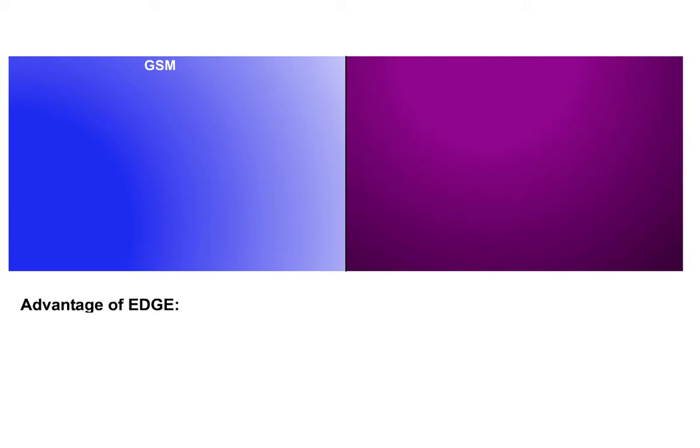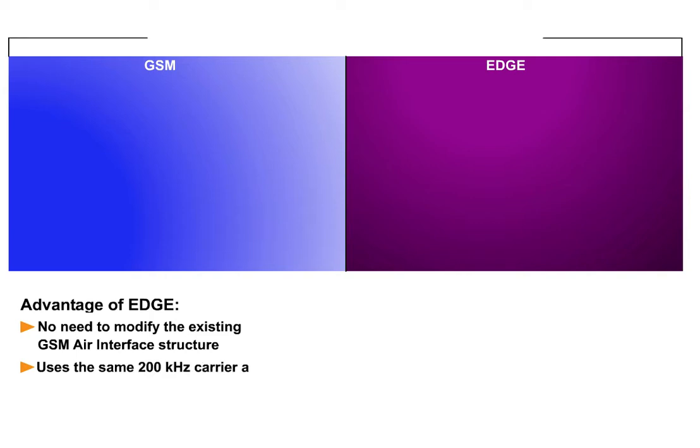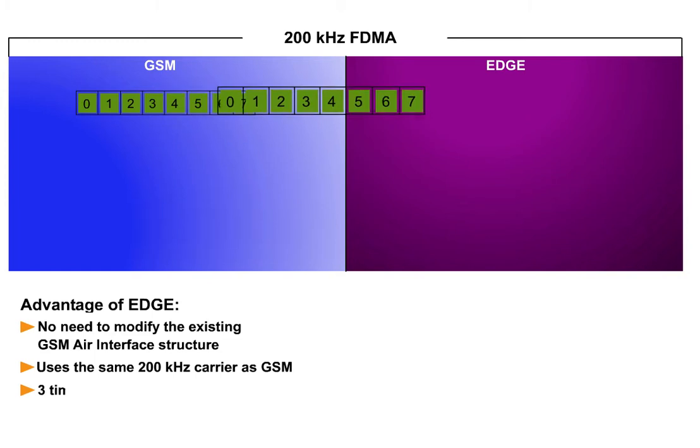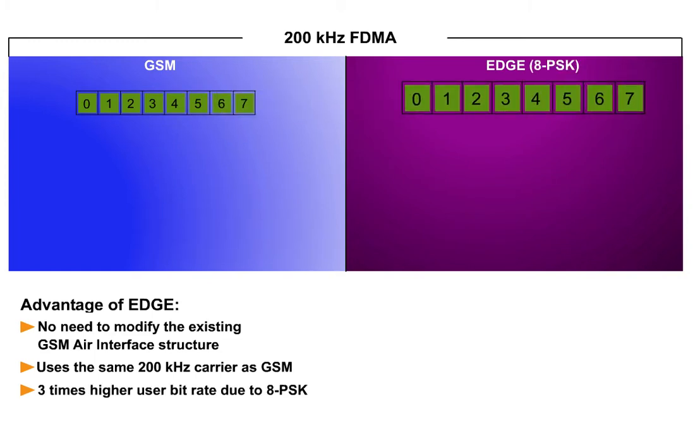The most important advantage of EDGE is that it's no longer necessary to make any changes to the present GSM air interface structure. EDGE uses the same 200 kHz FDMA scheme to provide a higher data rate, using an 8 PSK modulation that enables a 3 times higher user bitrate per radio time slot.